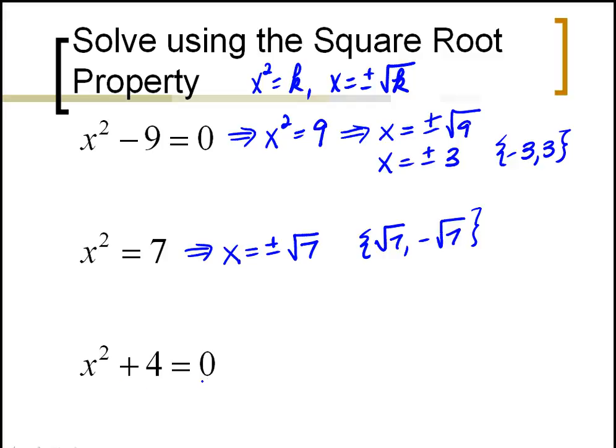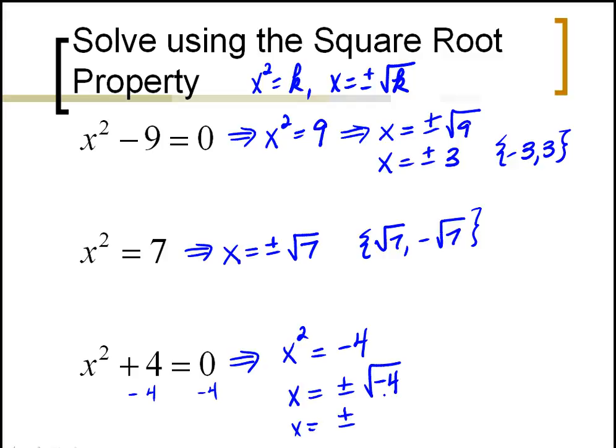x squared plus 4 is equal to 0. We have to do some work. We have to subtract 4 from both sides. So that gives us x squared is equal to negative 4. Applying the square root property gives us x is equal to plus or minus the square root of negative 4.